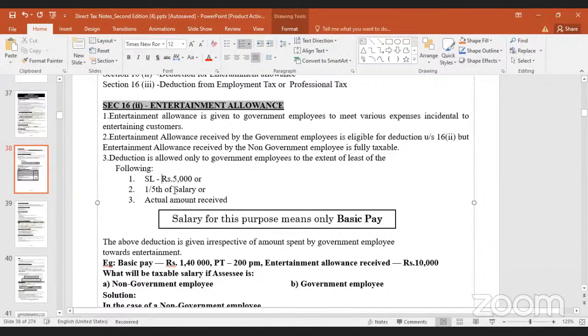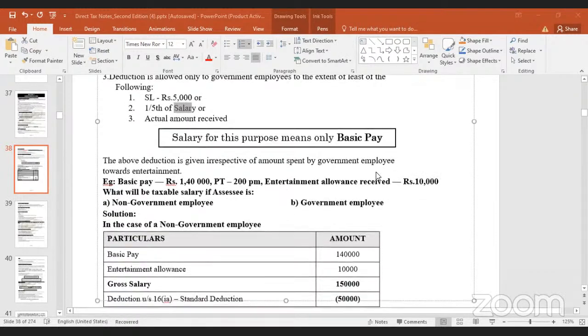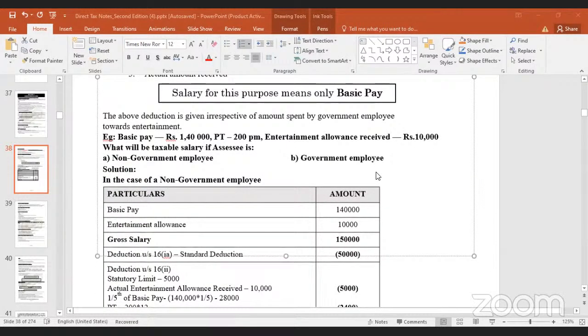So what is the salary for this purpose? Very important: the salary definition differs from provision to provision in this salary chapter. Salary for this purpose means only basic pay. It doesn't include DA, it doesn't include commission, it doesn't include any other taxable allowances. Salary is equal to basic pay. So we'll solve the question.